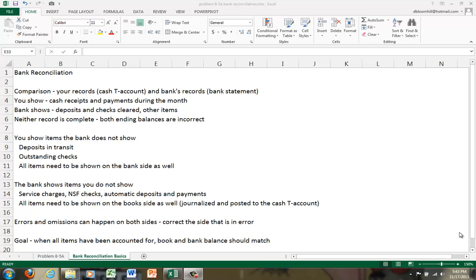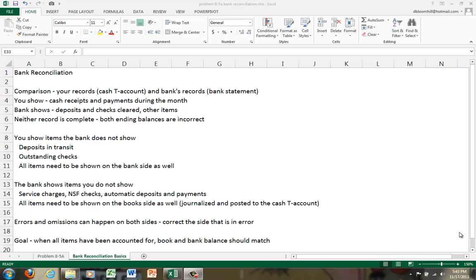Other items that the bank shows that you do not show would be some automatic deposits and payments. Since these are also good transactions, they need to be shown on both sides, so all of those items need to be shown on the book side as well, and also journalized and posted to the cash T account. Now, errors and omissions can happen on both sides, so if we have errors, just correct the side that is in error. If it's a book error, correct the books. If it's a bank error, correct the bank side. But if there's a bank error, you also have to notify the bank.